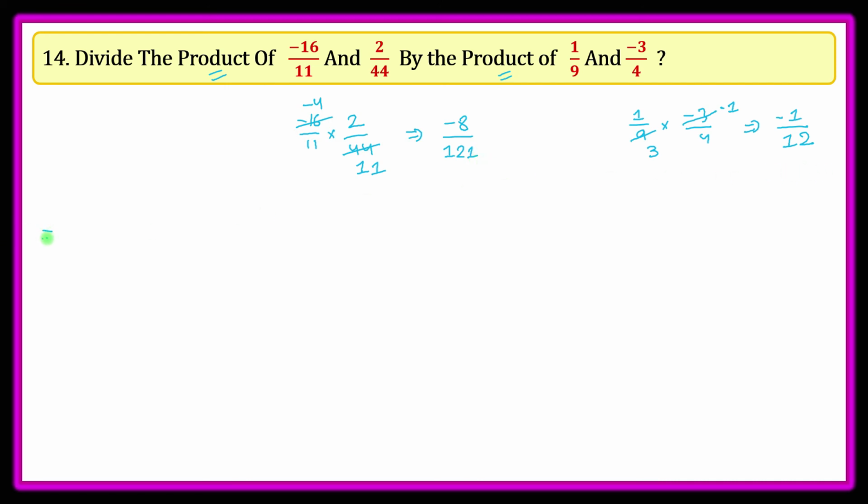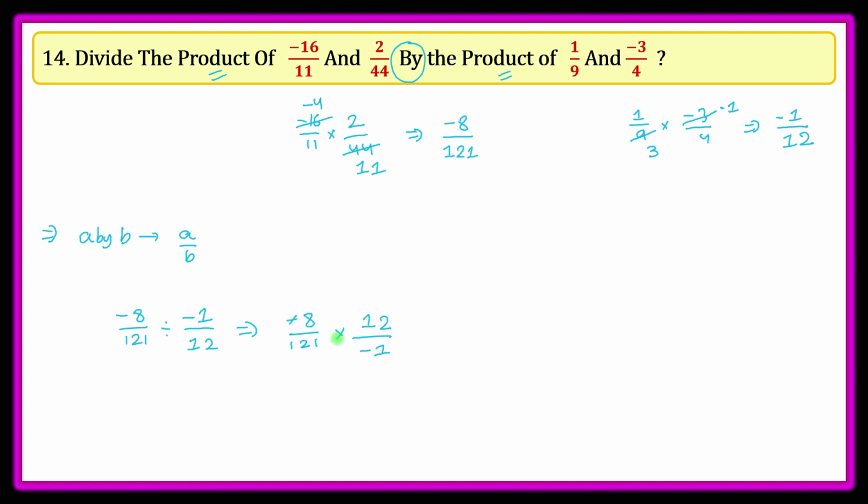So now see, I just told you a simple trick. A by B means A divided by B. Simple logic. So here the word 'by' is being used, so divide directly only. So it will be equal to -8 upon 121 divided by -1 upon 12. Both have a minus sign, both are negative. So now I can change it to the reciprocal. It will be equal to -8 upon 121 into 12 upon -1.